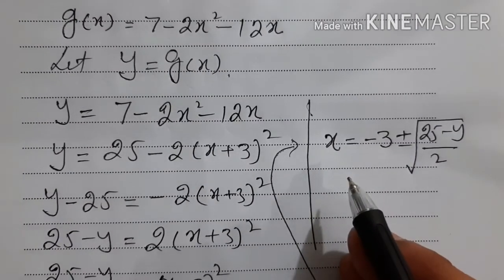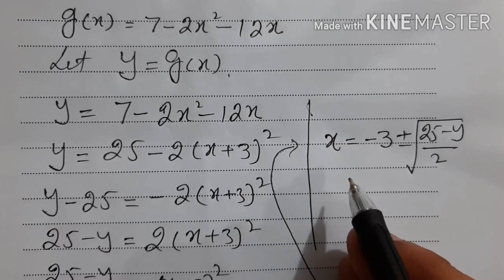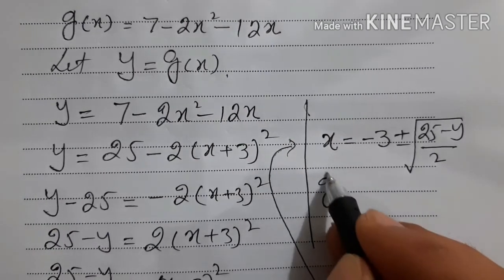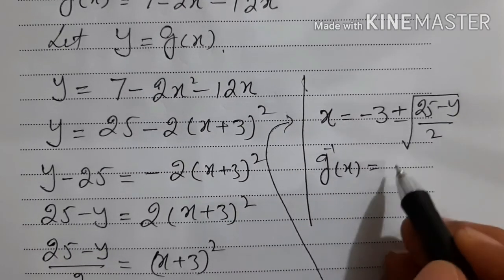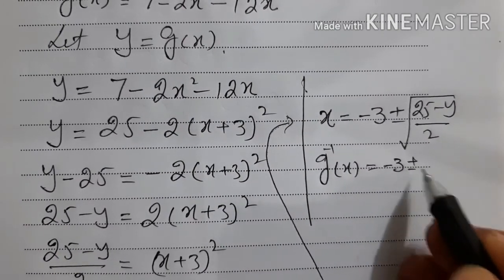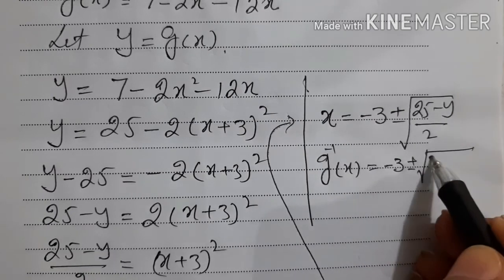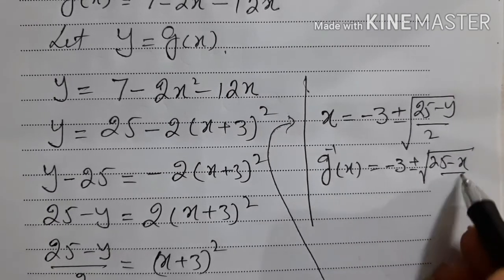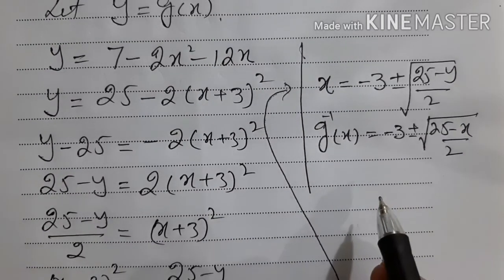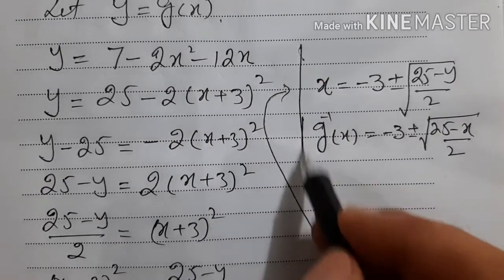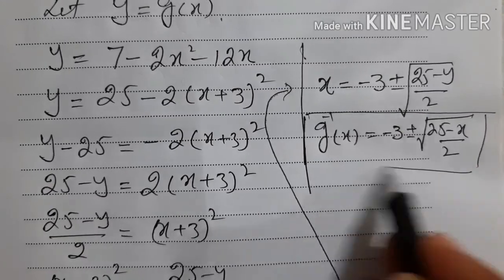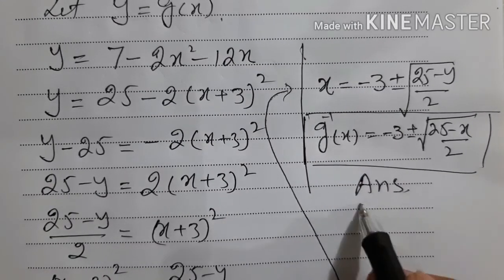So this x can be written as g inverse x, and replace all the y's with x. This is the procedure for g inverse. So 25 minus x over 2. So minus 3 plus minus the square root of 25 minus x over 2. So this is the expression for g inverse x.